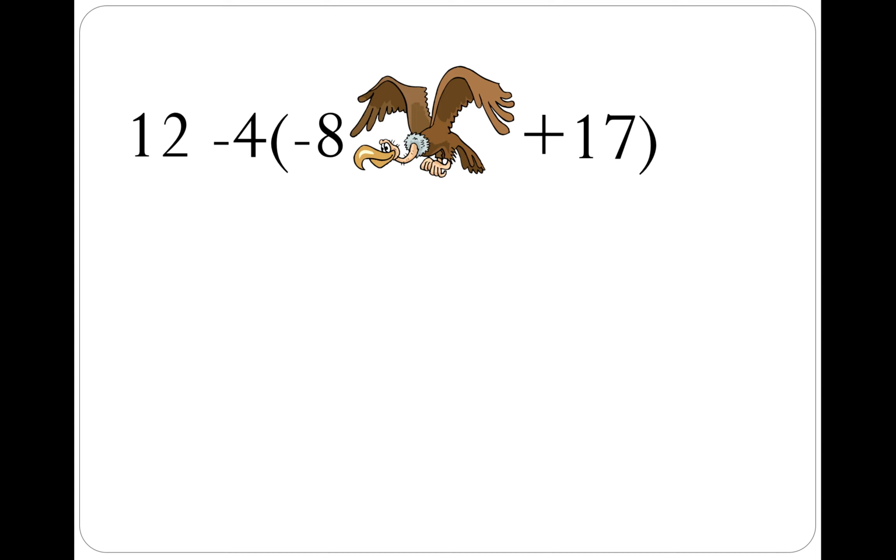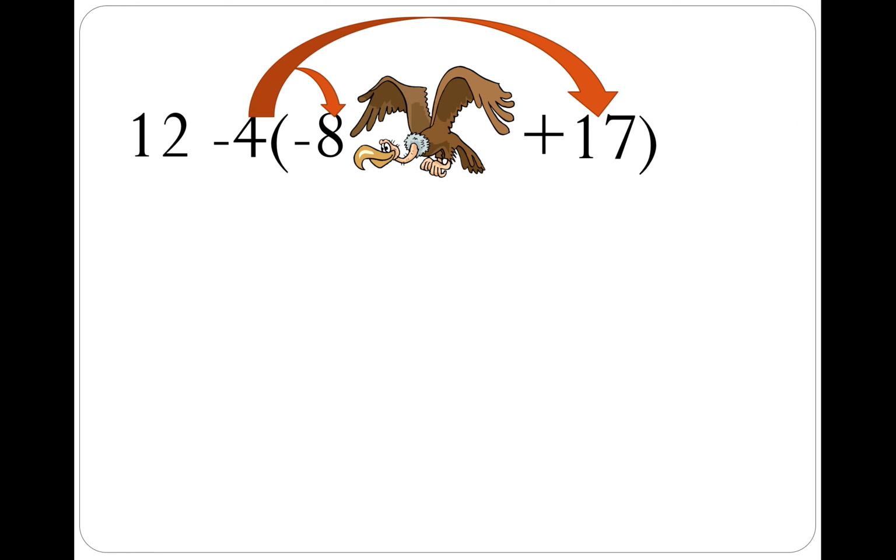Here we have an eagle, and we have negative 8 eagles, and we have negative 4 cages of them. So that's going to be positive 32. Negative 4 times negative 8. And negative 4 times positive 17 will be negative 68. We can just write minus 68.